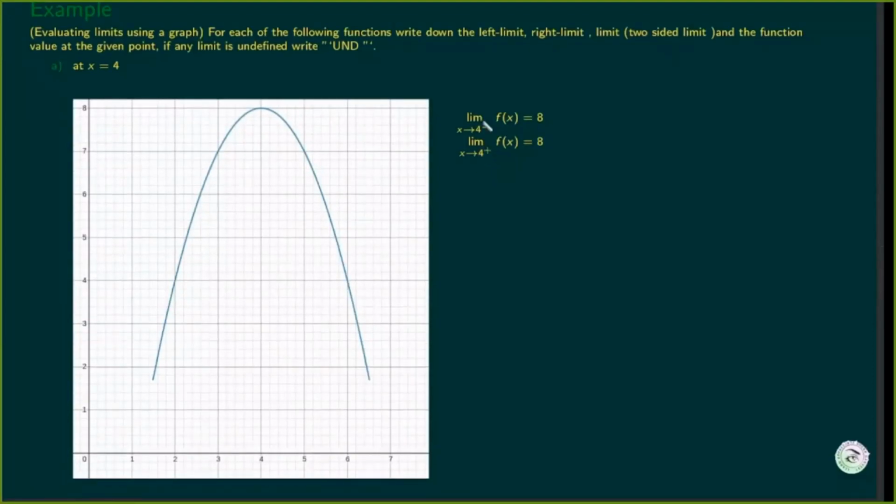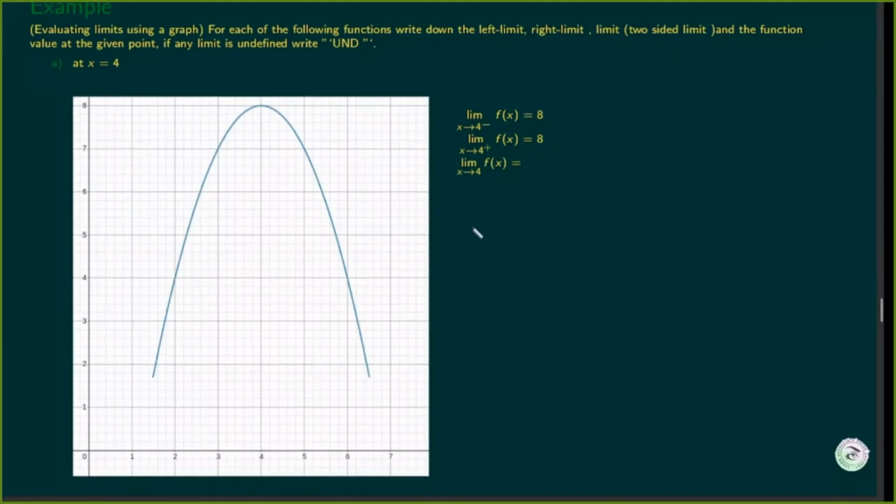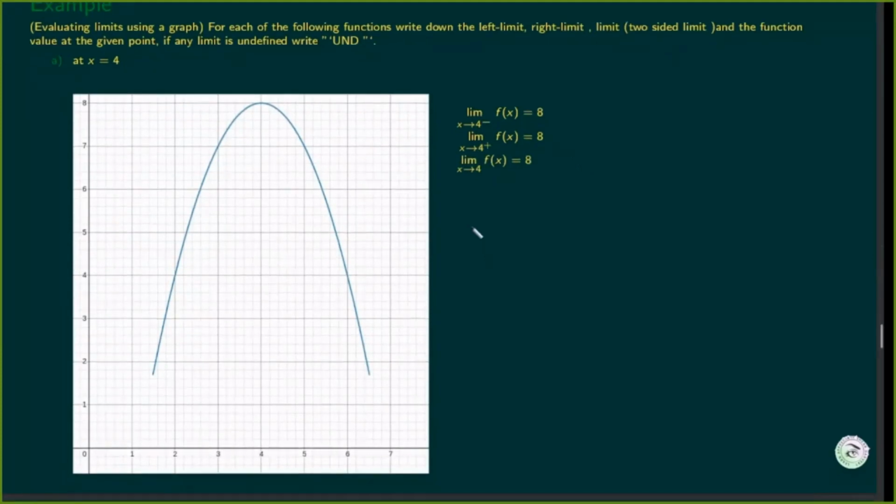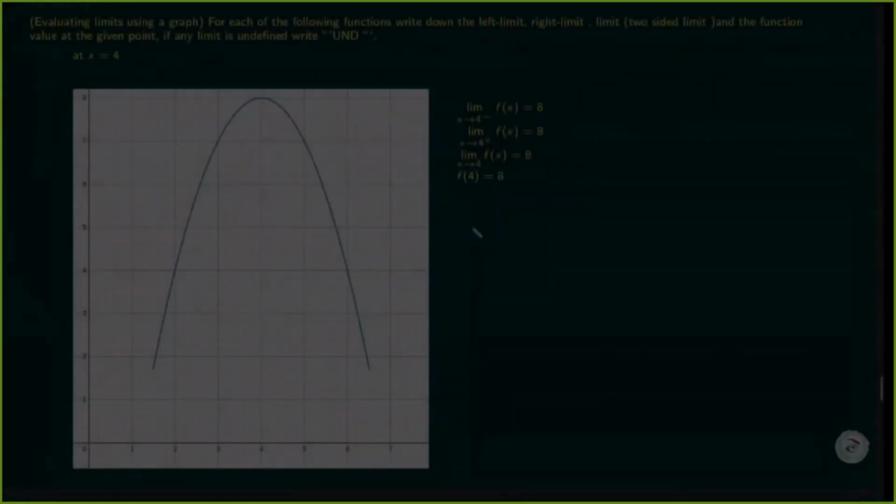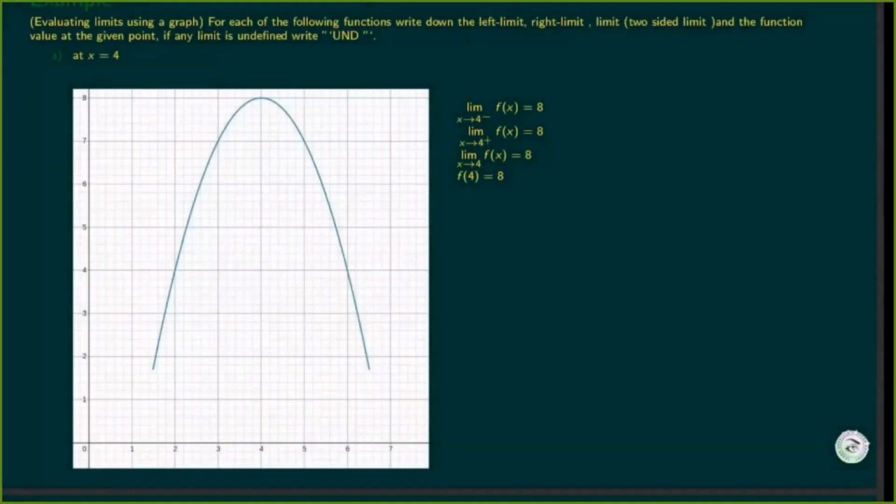Now, because the right limit and left limit are defined and equal to L, the two-sided limit is also defined and equal to L. The function value at x equals 4, f of 4, is 8. It is the same as the limit at x equals 4.